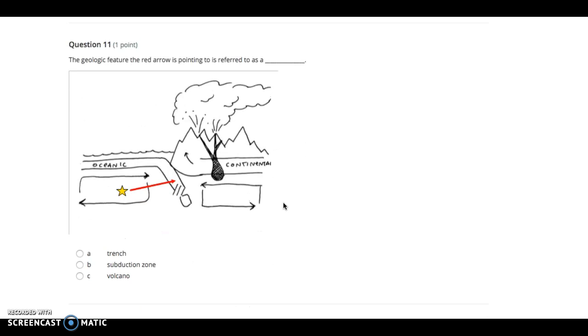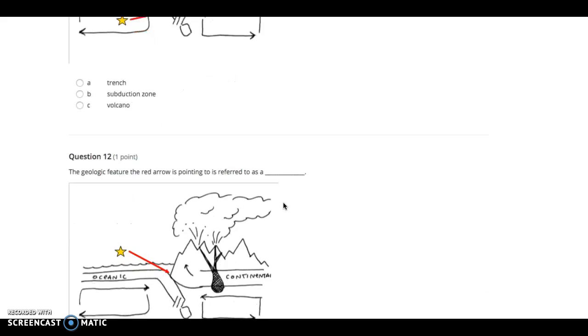Question 11. The geologic feature the red arrow is pointing to is referred to as a blank. A. Trench, B. Subduction zone, C. Volcano.